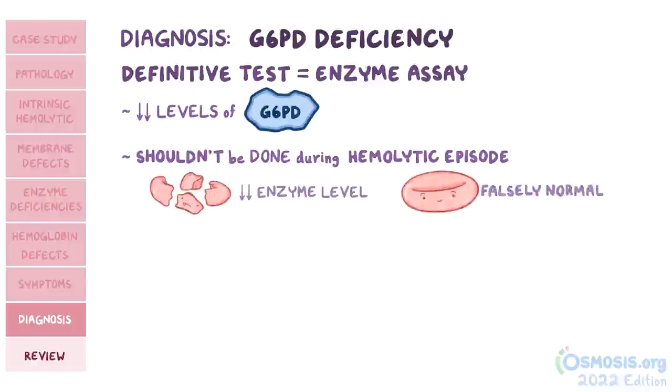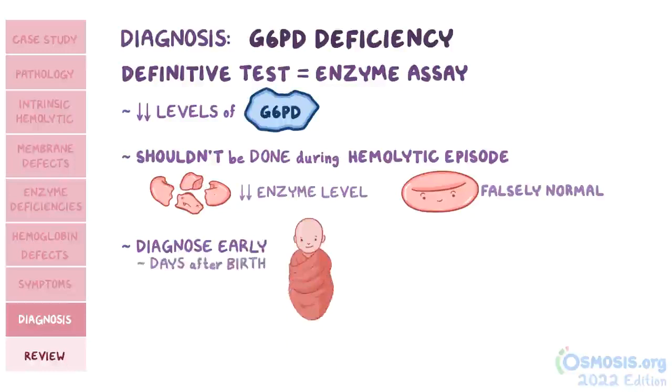Given the high risk of hemolysis, it's important to diagnose G6PD deficiency as early as possible, so newborns in many developed countries are tested a few days after birth.